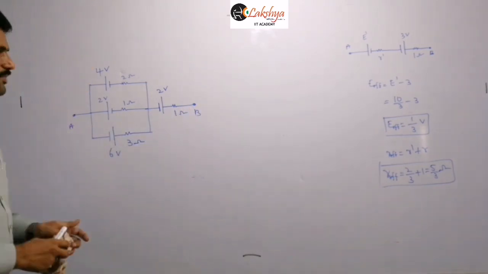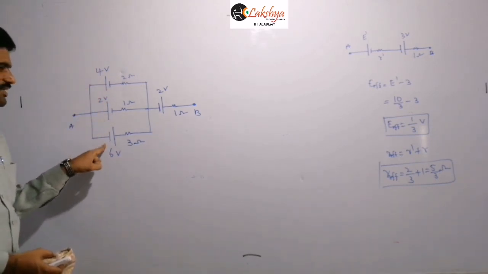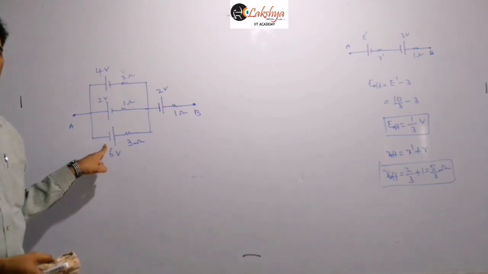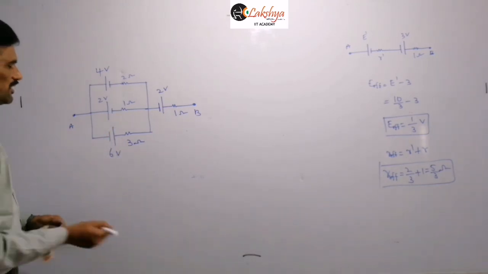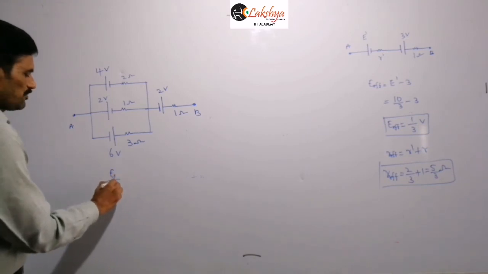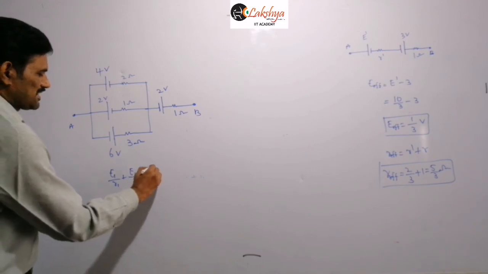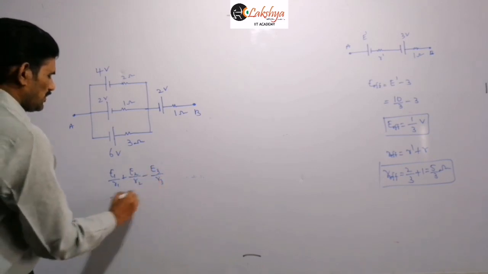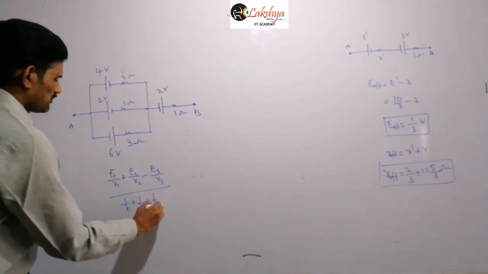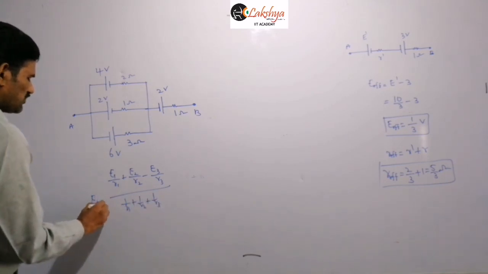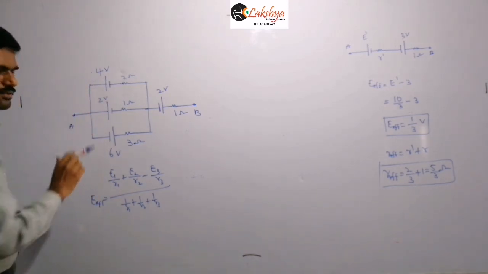Then similar to our previous problem, we need to find the effective of this, and out of this you can observe this cell is wrongly connected here. When you are taking it wrongly connected, suppose we apply the formula like E1 by R1 plus E2 by R2 minus E3 by R3, divided by 1 by R1 plus 1 by R2 plus 1 by R3, right? This is our formula for E effective, and E1 means I am taking this order E1, E2, E3, right?